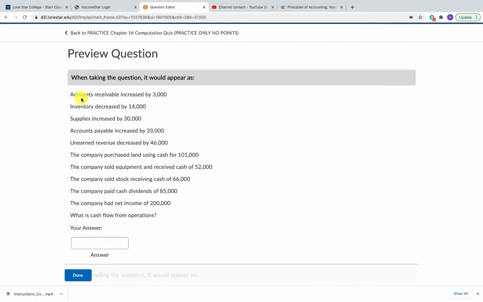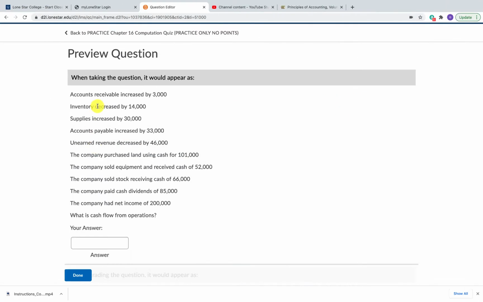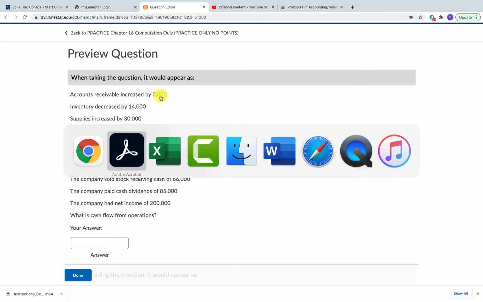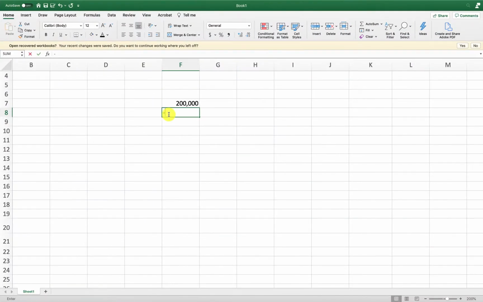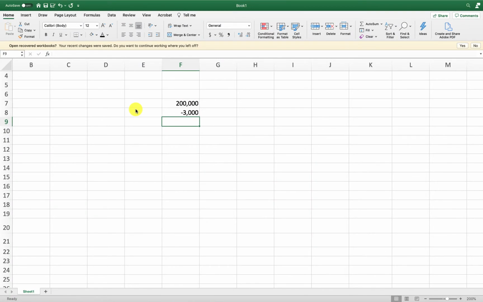Okay, so first, accounts receivable, that's a current asset. It increased. If a current asset increases, I subtract. So I am going to subtract by 3,000. So I'm going to put minus 3,000. Next, inventory is a current asset and it decreased. Decreases, I add. So I'm going to put positive 14,000.